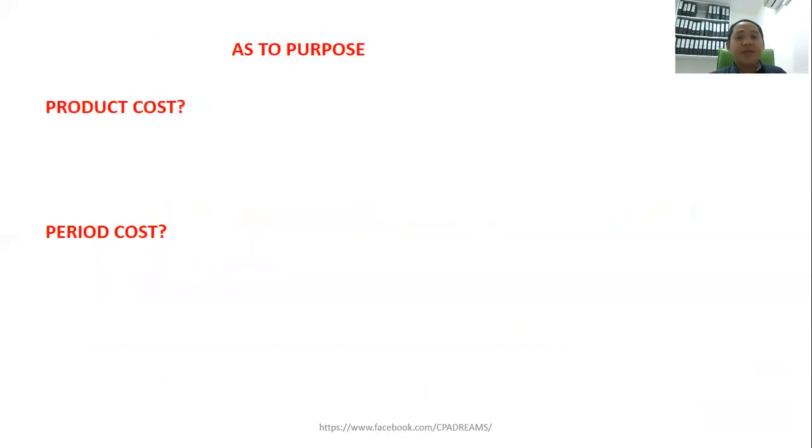Now, moving on. So as to purpose naman, ano naman yung cost classification natin? We have product cost. Diyan, ang tatandaan mo, simple lang naman yan. The other term, which is inventoriable cost. So what is the definition of inventoriable cost? So these are matched with the units of products, meaning they are recognized as an expense on the income statement only when the units are sold. So pagka nabenta mo na siya, hanggat hindi mo siya nabebenta, nasa balance sheet siya. So that means that is an asset which is inventory. Okay?